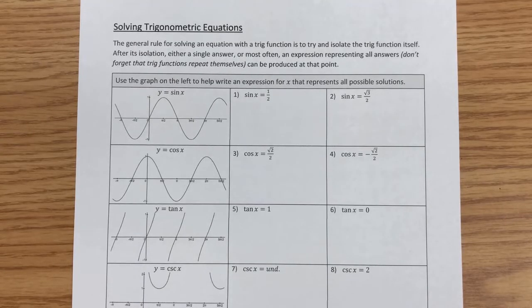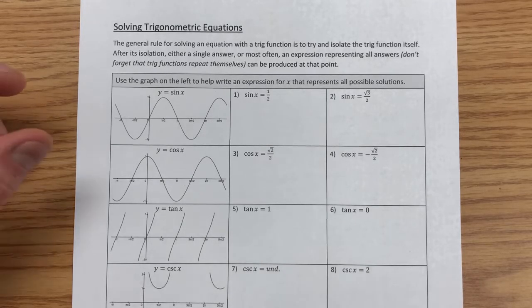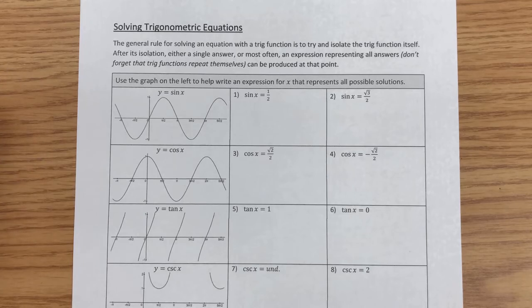So today we're going to be solving trigonometric equations. Now there's several ways to look at these and several ways to solve them. We're going to walk through three different ways to do them. The general rule for solving a trig function is we're going to try and isolate the trig function in and of itself. Once we've isolated that trig function, then we take a look at what method we want to use to actually jump into it.